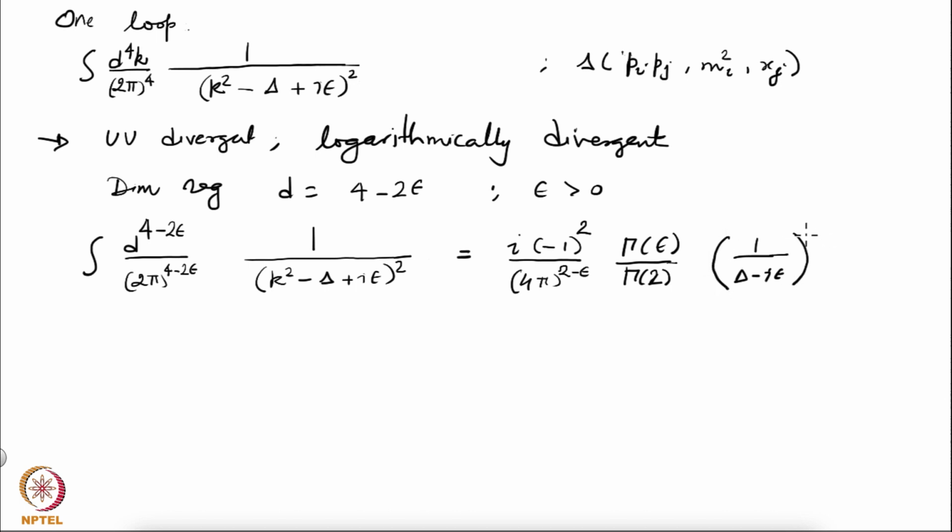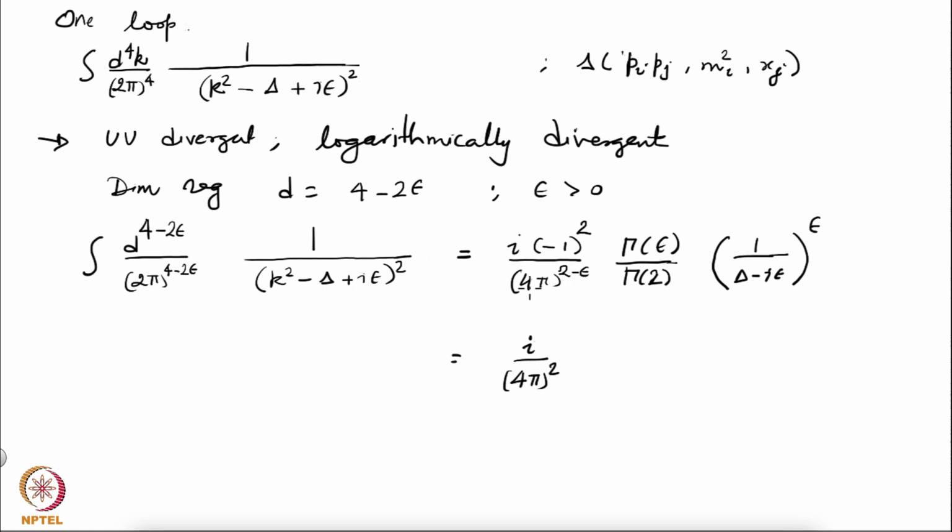Okay, and this exponent becomes epsilon. It had the same argument. The power here was the same as the argument of the gamma function, and that is why they both are epsilon. Now gamma 2 is 1 factorial, which is 1. So that is what I will put, and this thing I can write as i over 4 pi squared.